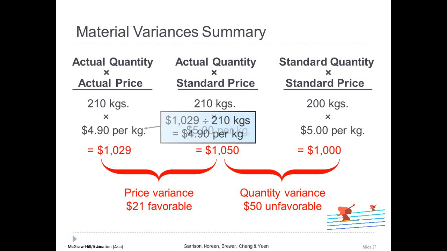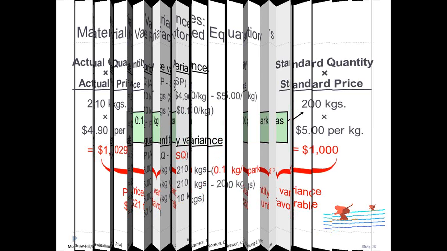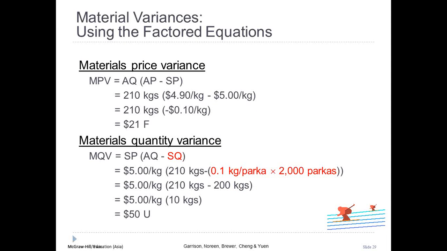The actual price of $4.90 per kilogram is computed by dividing the actual cost of the material by the actual number of kilograms purchased. The standard quantity of 200 kilograms is computed by multiplying the standard quantity per parka times the number of parkas made. The equations that we have been using thus far can be factored as shown and used to compute price and quantity variances.